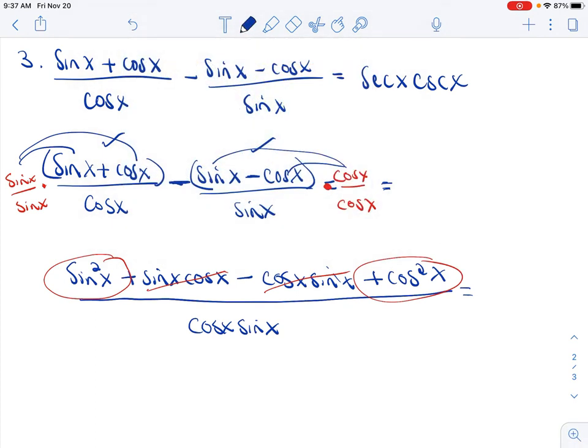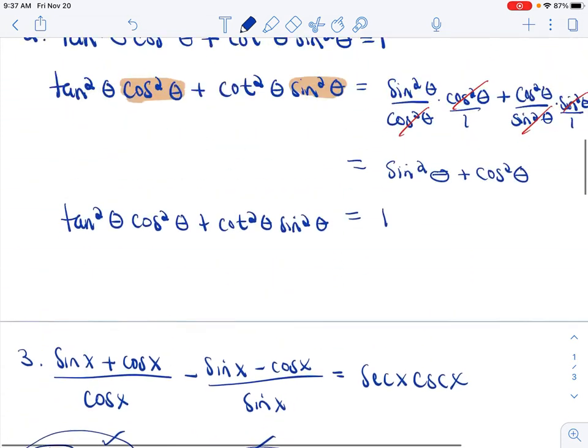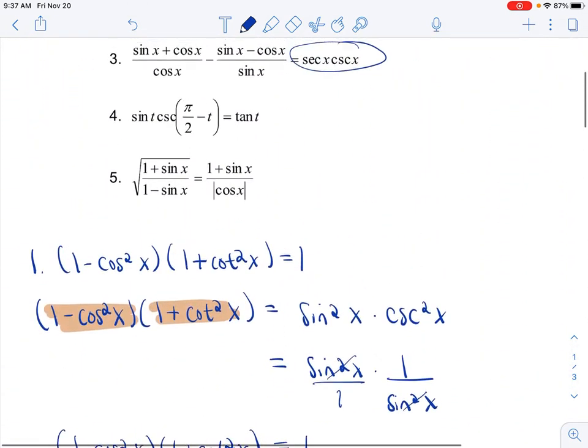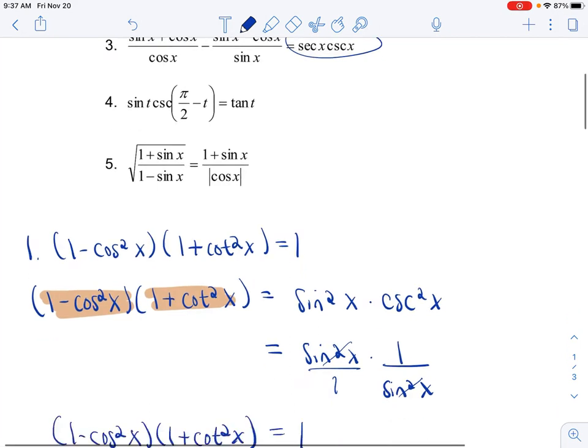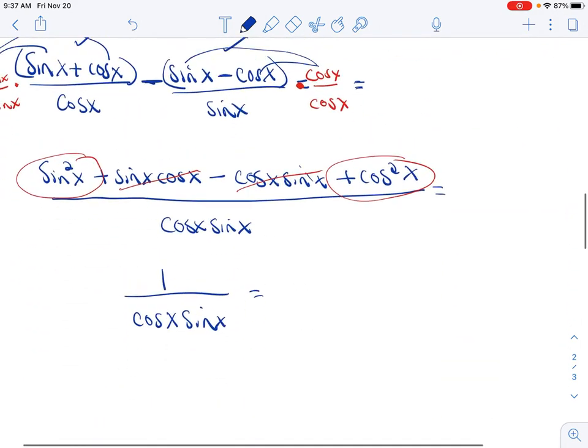Starting to feel good, 1. And so I get 1 over cosine x sine x. And let's refresh our memory. What is our end goal here? I'm trying to get to secant x cosecant x. So, I think I'm going to get there.